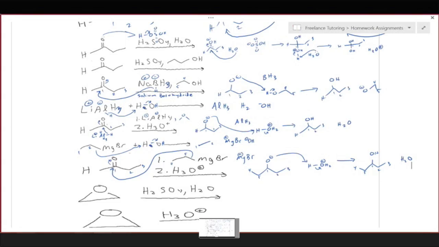The important thing is we can't add any water at all until the second step. If we added the water in the first step, it would destroy the Grignard. Okay, so the important thing is that the pattern for the Grignard is the same as for lithium aluminum hydride. Okay? Okay, yeah.